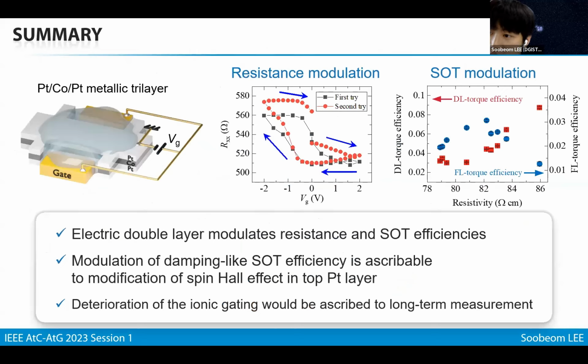To summarize, the electric double layer modulates resistance and spin orbit torque efficiencies in a perpendicularly magnetized platinum cobalt platinum trilayer. Gate modulation of damping-like spin orbit torque is ascribable to modification of the spin Hall angle, the spin Hall effect in the top layer. The deterioration of the ionic gating would be ascribed to the very long time measurement. Okay, thank you for your attention.